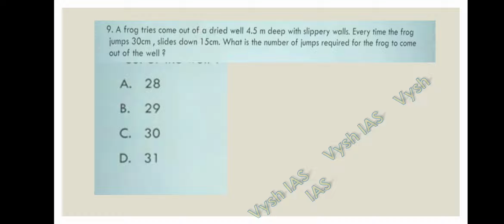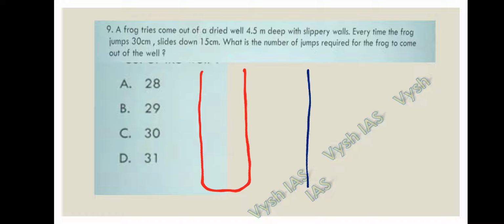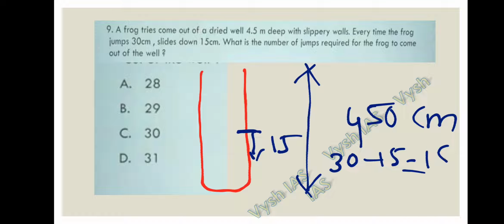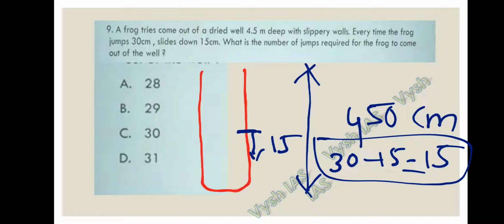They are saying there is a dried well, and a frog tries to come out of the dry well that is 4.5 meters, which is 450 centimeters. The dried well's length is 450 centimeters. For one jump, it travels 30 centimeters and slips by 15 centimeters. So for one jump it travels 30 minus 15, that is 15 centimeters only.